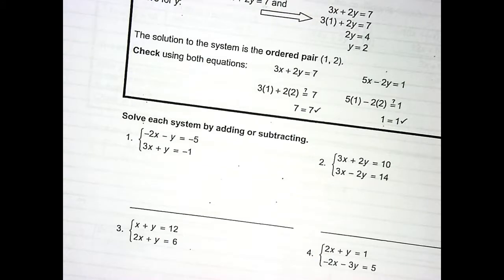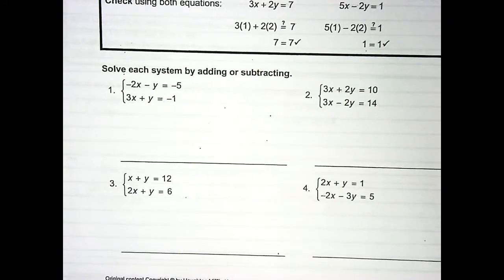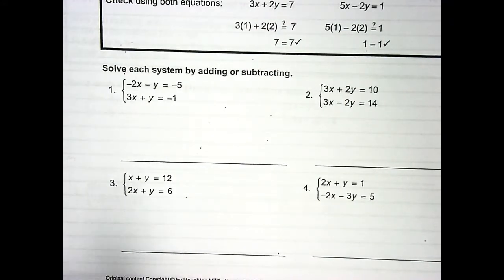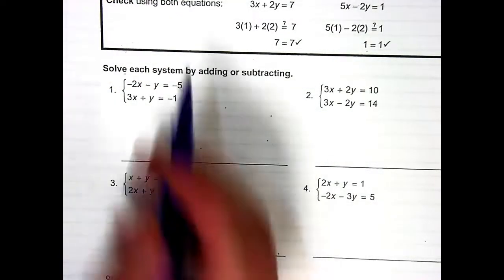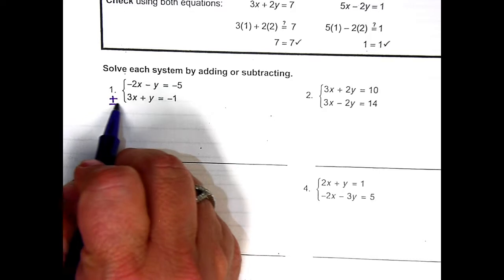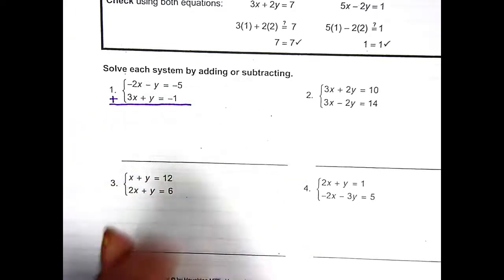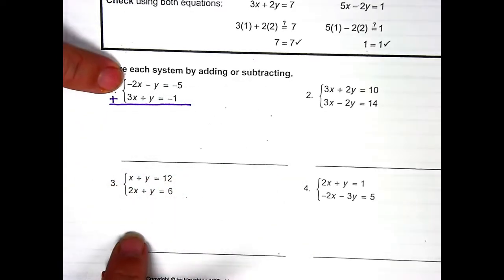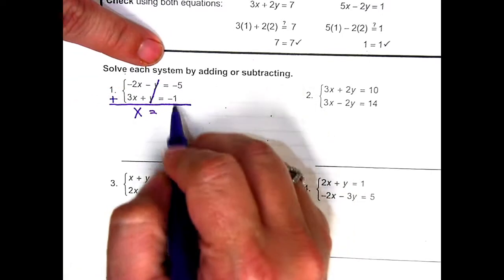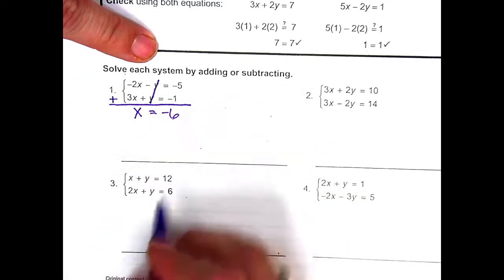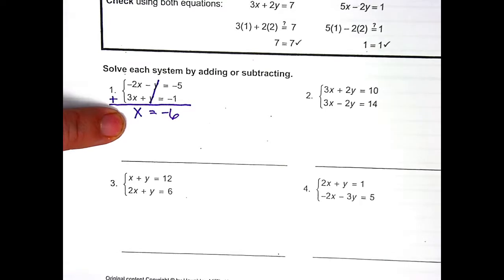First one, the system is negative 2x minus y equals negative 5, and 3x plus y equals negative 1. So you can see I have a negative y and a positive y. So I can add these two equations together, and that's going to cancel my y value. So I have negative 2x plus 3x is x. The y's cancel out. And negative 5 plus negative 1 is negative 6. So our x value is negative 6.